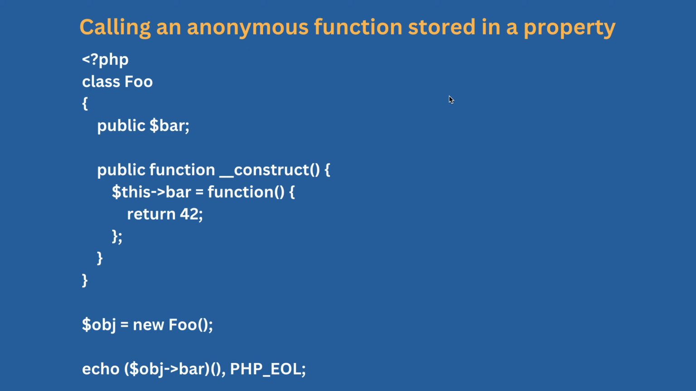An anonymous function stored in a property. So how can I call an anonymous function? Like here is the constructor.